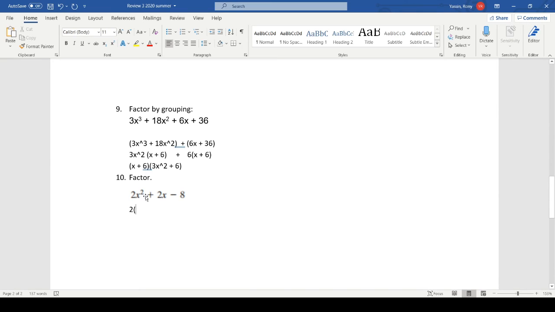Now we do 2x squared divided by 2. Well, that's just x squared. 2x divided by 2, well, that's just x. And then minus 8 divided by 2, well, that's just going to be minus 4. And then you're done. So this will be your final answer.